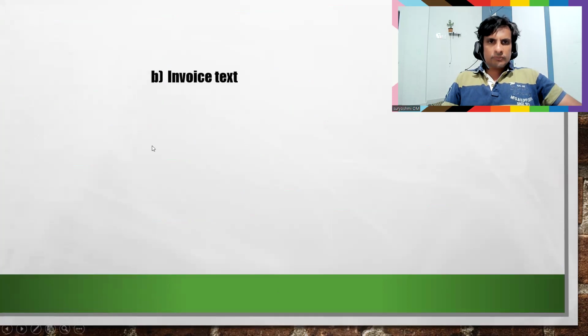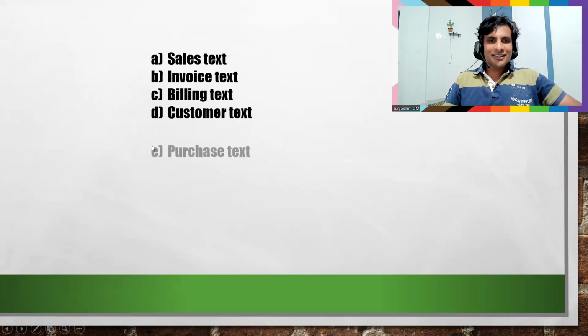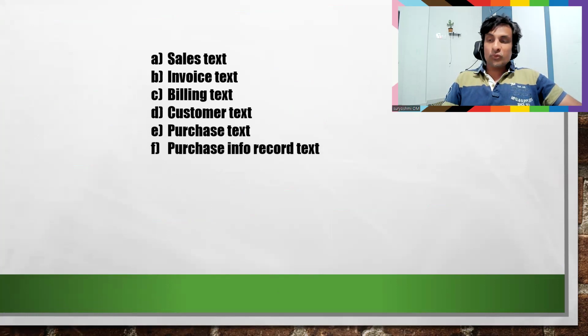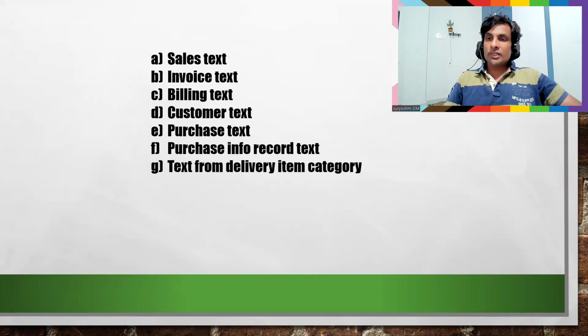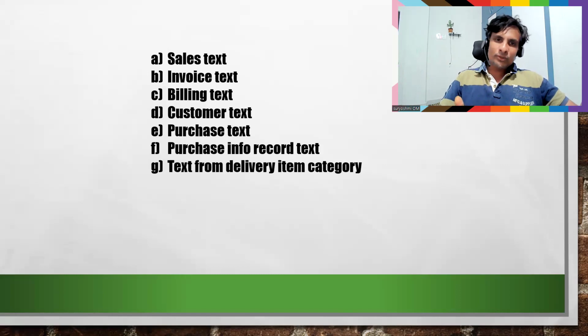So the options are: invoice text, sales text, billing text, customer text, purchase text, purchase info record text, text from delivery item category. So in this, maybe one answer might be correct, or all might be wrong. But you have a clue because "none of the above" is not there, so at least one answer is correct. Try to choose answers carefully.